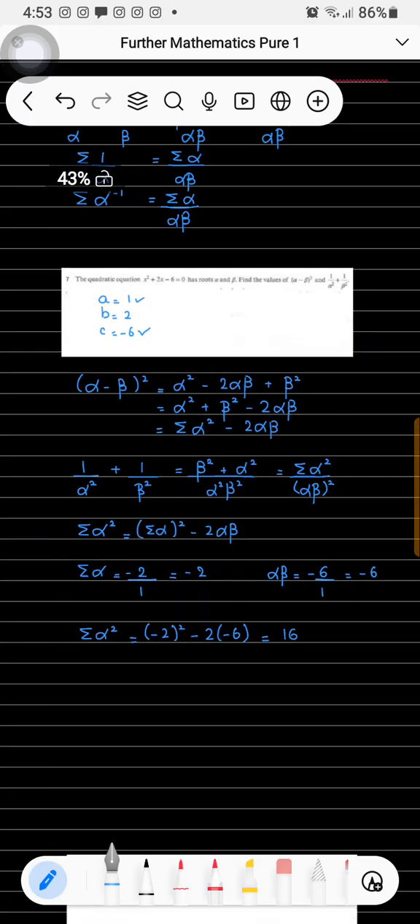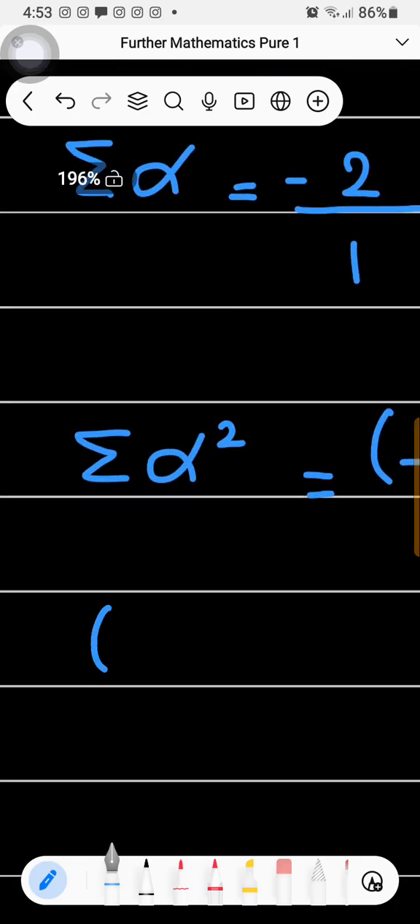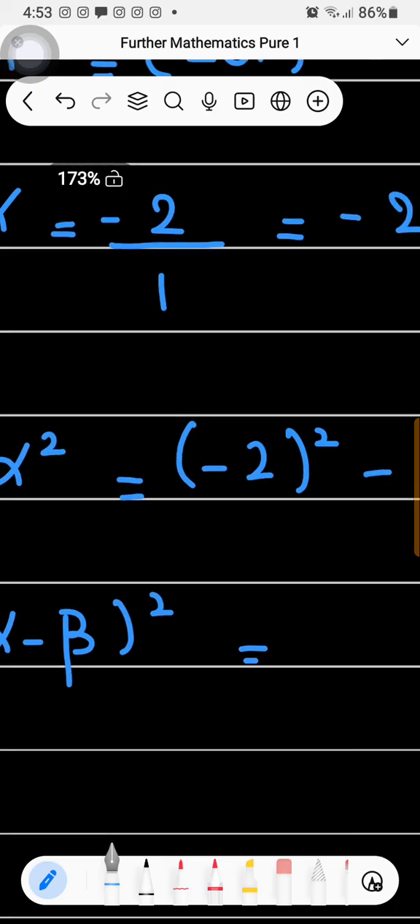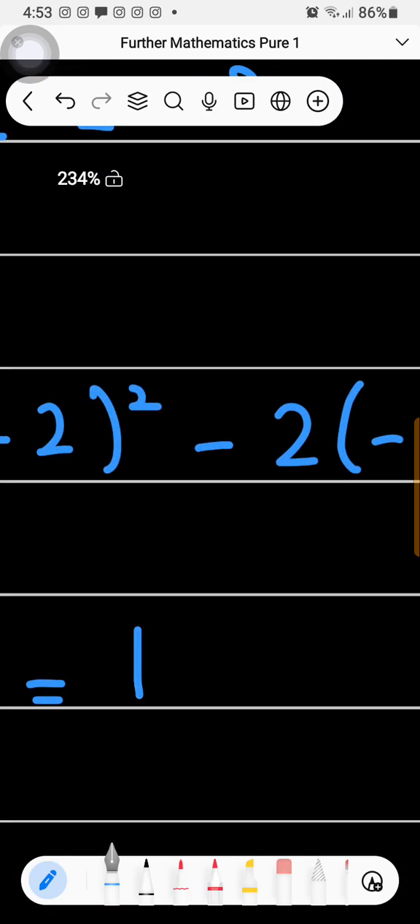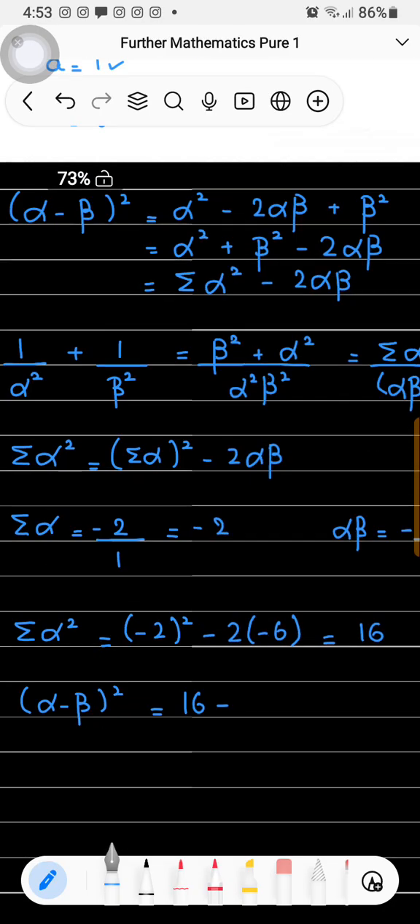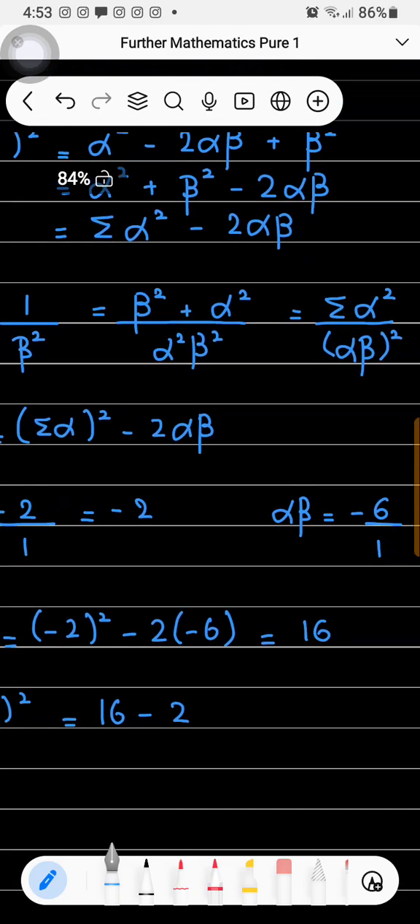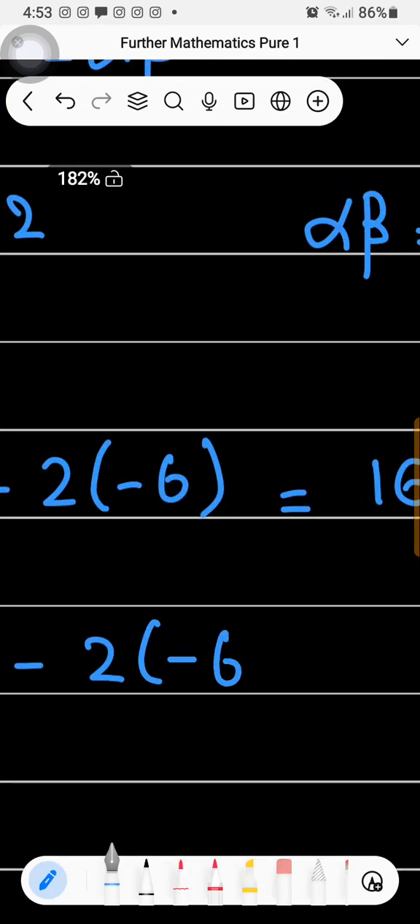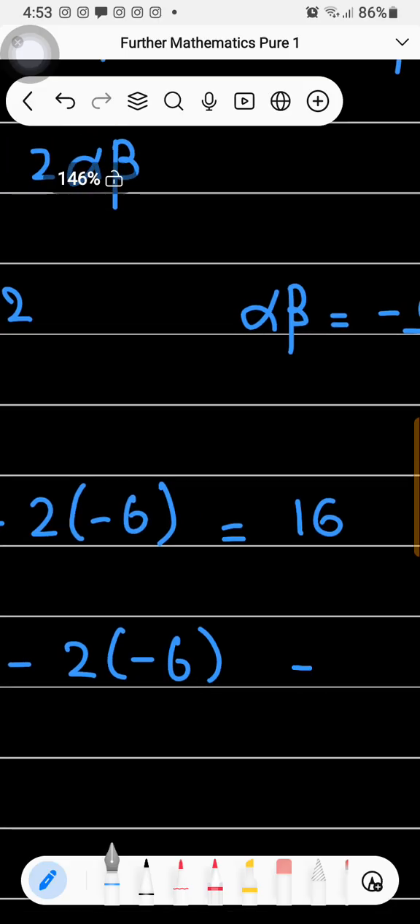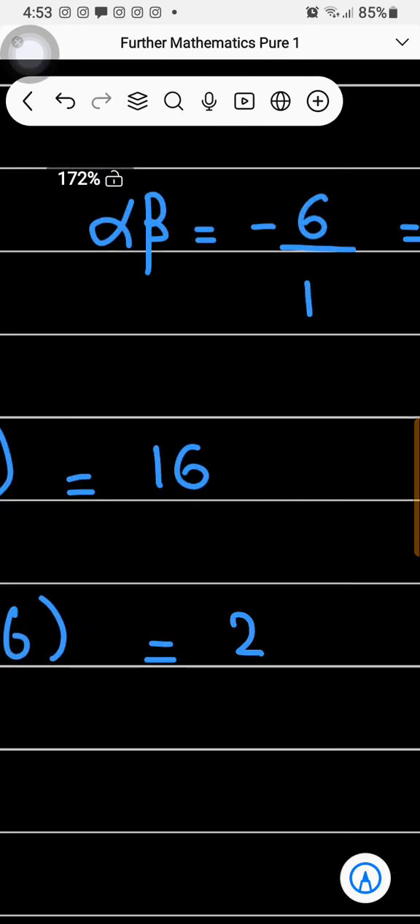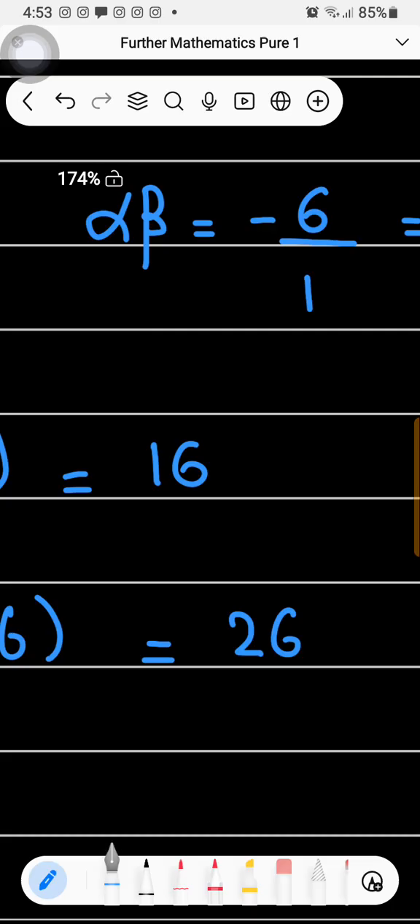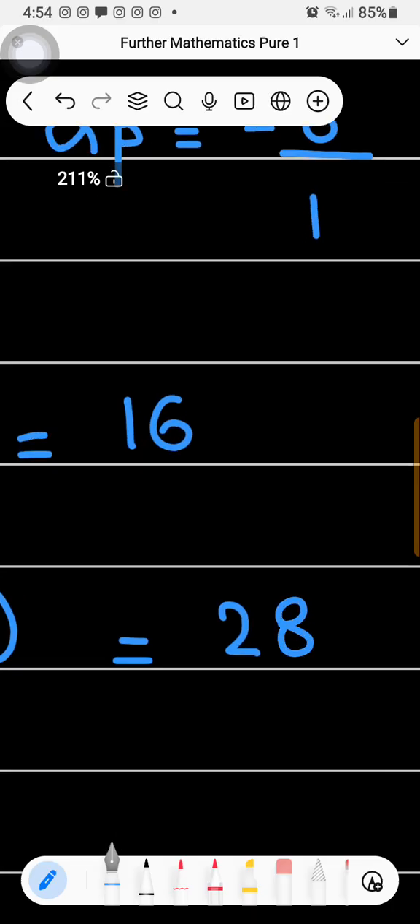Now let's find out alpha minus beta whole square. It is equal to sum of alpha square, which is 16, minus 2 alpha beta. Alpha beta is negative 6, so minus 2 alpha beta gives plus 12. Let's calculate: 16 plus 12 is equal to 28. So 28 is our answer.